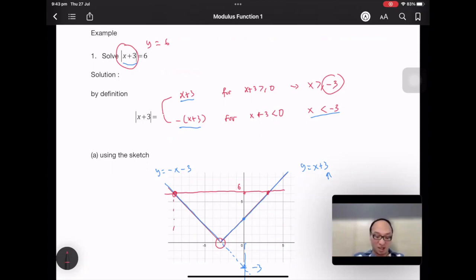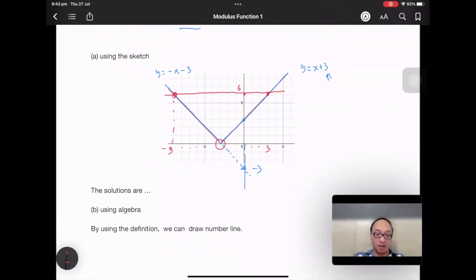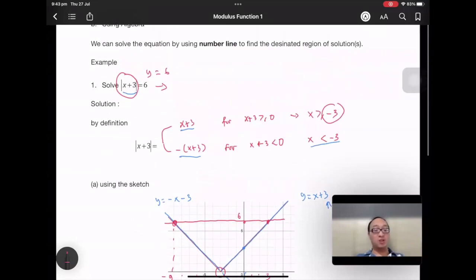So this is negative 6, 7, 8, 9. So this is negative 9. And this one is 1, 2, 3. So this is 3. So the solutions to this equation are x equals negative 9 or x equals 3. Based on the sketch, we can see that there are two solutions, two intersection points. That's if we use the sketch method.